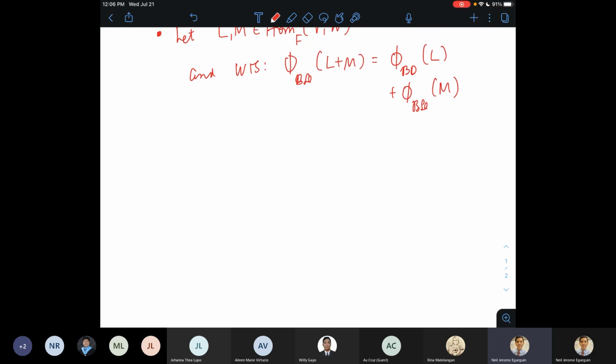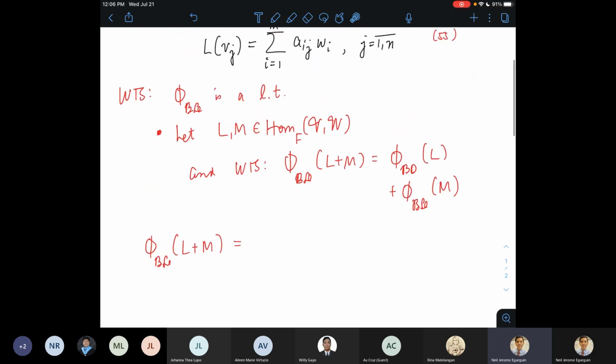So let's try to see that phi BD of L plus M actually is what? By definition, this is the matrix... ano ba yung mas madali? Mukhang mas madali if I start with matrices. Kasi ipakita na siya ay nandito. Alright, let me see.